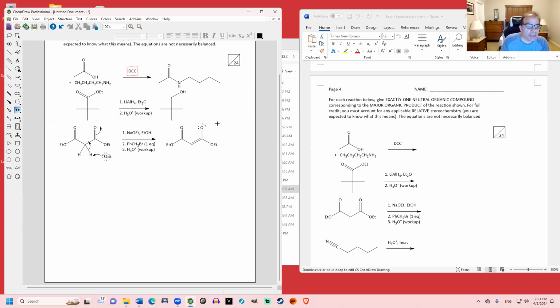And speaking of enolates, I still haven't gone back to that other question and made my point about enolates. But there's the enolate that you get. That's the first step. In the second step, we treat it with benzyl bromide.